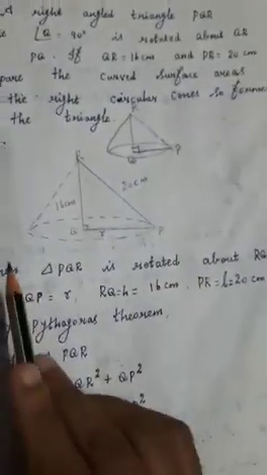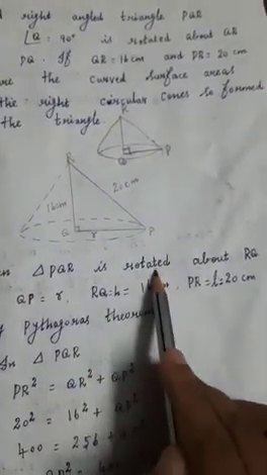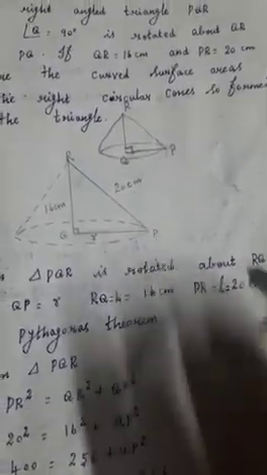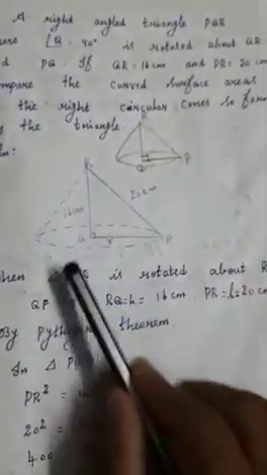So now see, when triangle PQR is rotated, this right angle triangle we are rotating about RQ as axis. RQ means this side as axis we are rotating, then the cone shape will form like this.